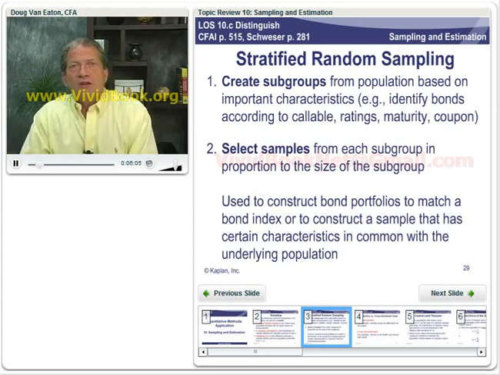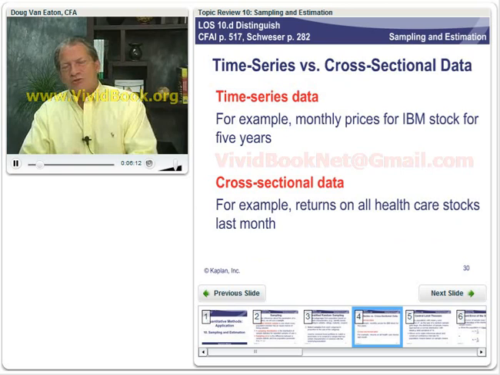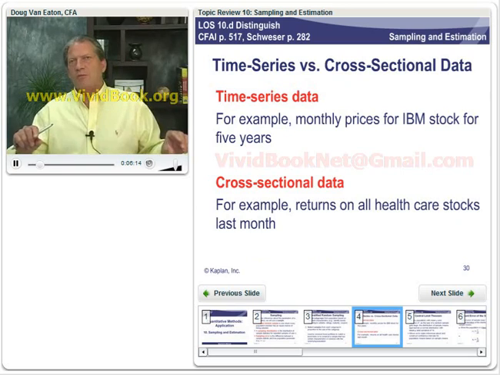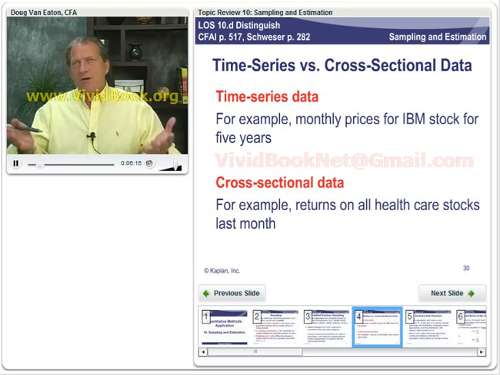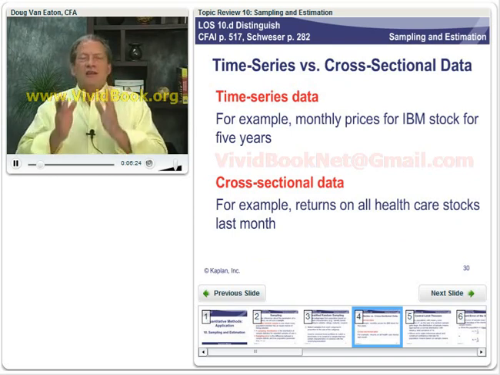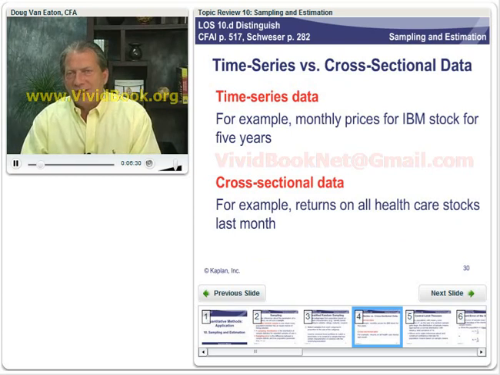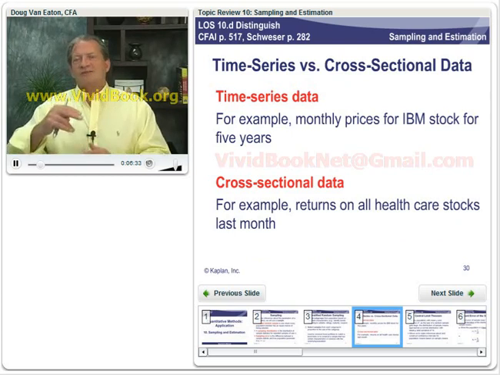Here's some pretty easy definitions. Time series data versus cross-sectional data. When we're talking about time series, we're just talking about data across time. Simple as that. In our example here, monthly prices for IBM stock for 5 years, that's time series data. Cross-sectional data is at a point in time or over a range of time. Our example here, returns on healthcare stocks last month, that's cross-sectional data.